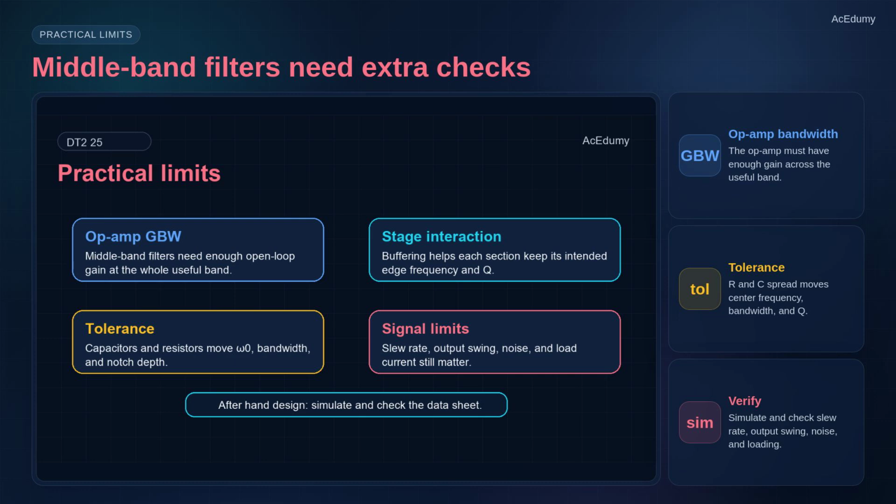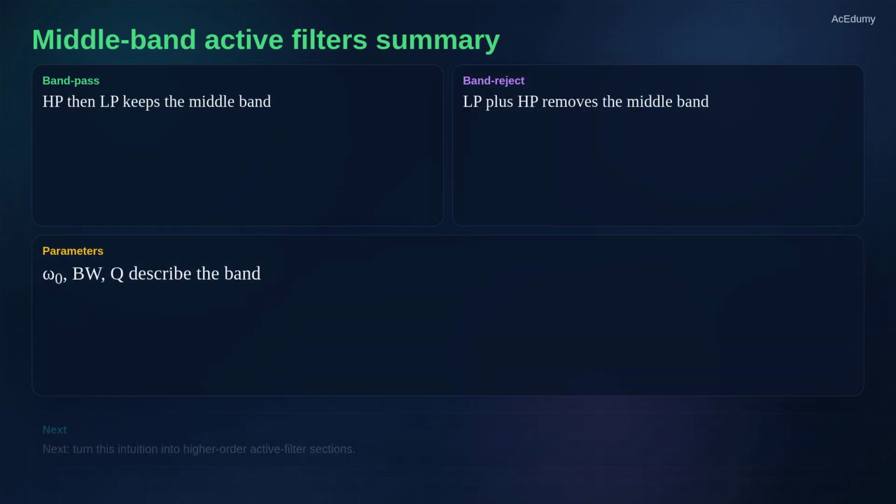Summary. Active low-pass and high-pass stages can be combined into bandpass and band reject behavior. The key parameters are the two edge frequencies, center frequency, bandwidth, and Q. Butterworth is the smooth, maximally flat option. Next, we can turn this intuition into higher-order active filter sections.